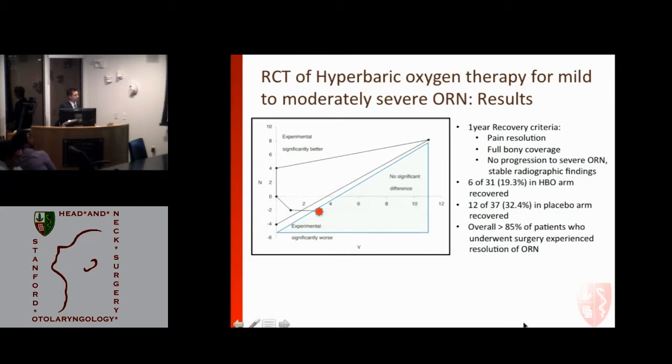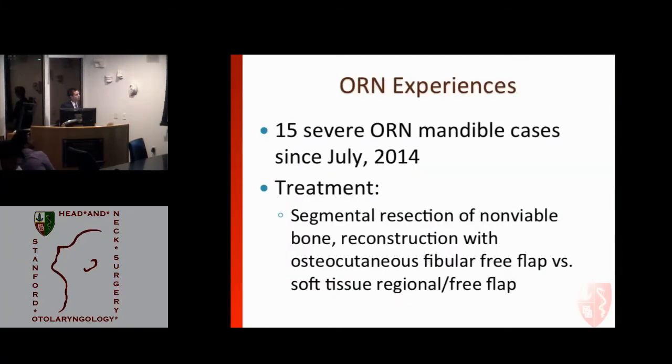And ultimately, also another important point, their endpoints were pain resolution, full coverage of bone intraorally as well as externally, and no progression radiologically to severe ORN. But 85% of patients ultimately went on in both groups to recover fully from their ORN, to resolve fully. But that's over the span of 2 to 5 years. That's a long time for these patients to endure this kind of suffering.